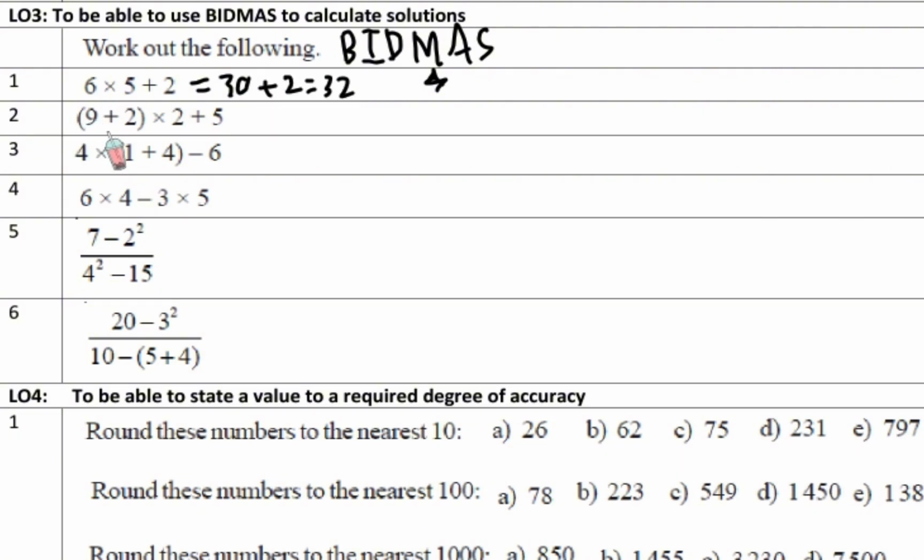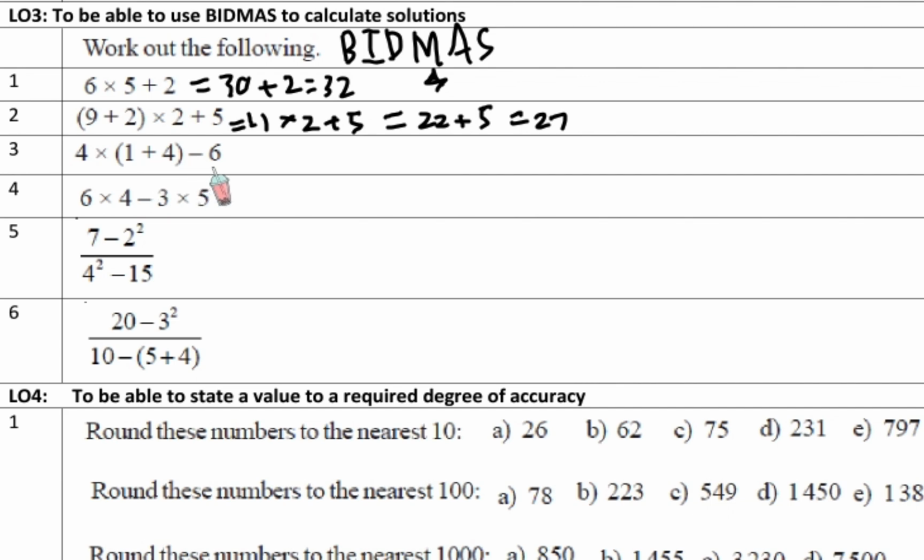Question 2. 9 plus 2 in brackets, times 2 plus 5. So we will take 9 plus 2, which is 11, times 2 plus 5. So this will equal to 22 plus 5, which is 27.